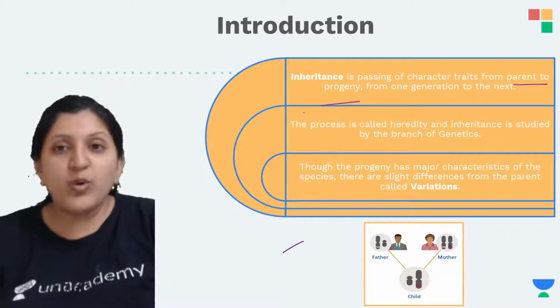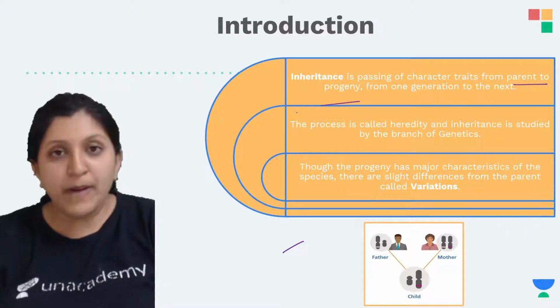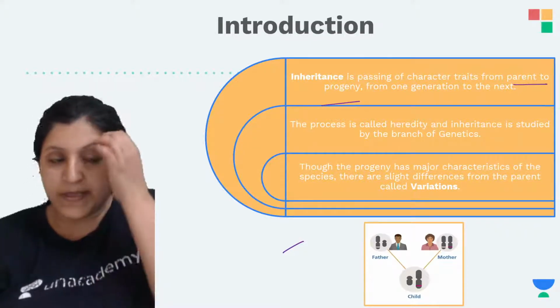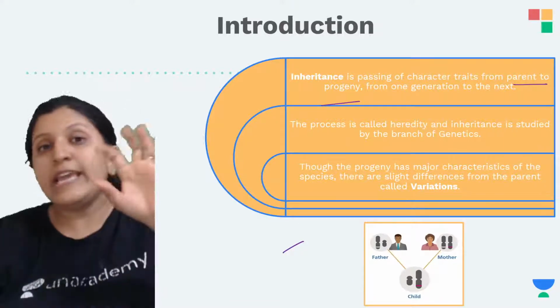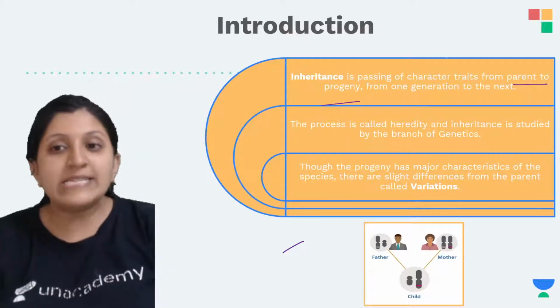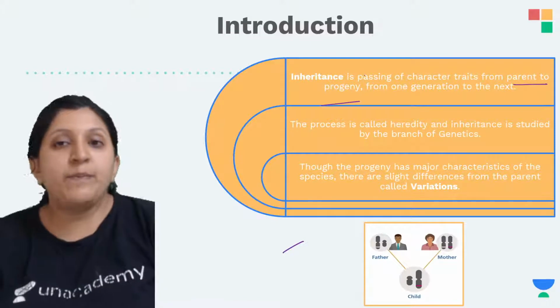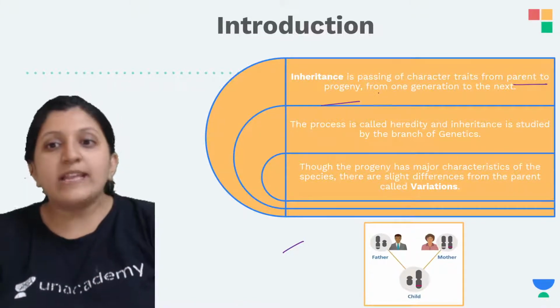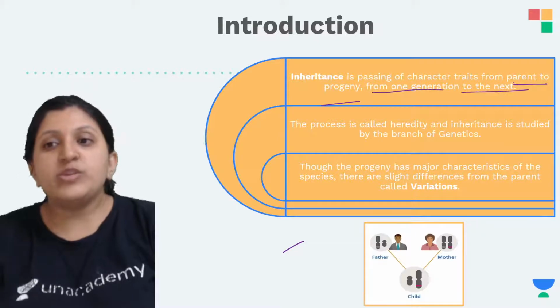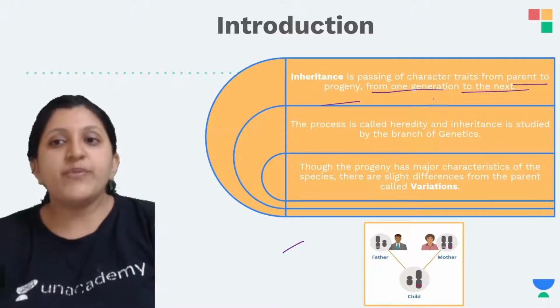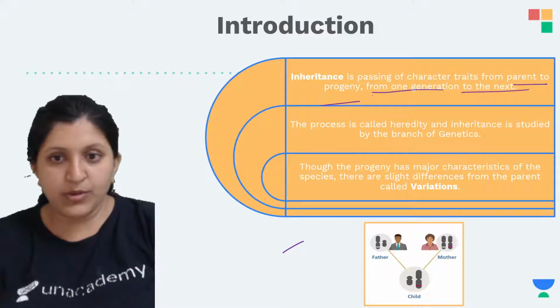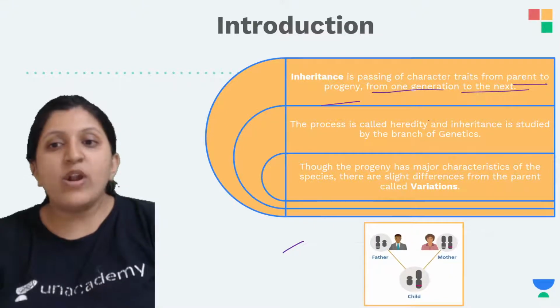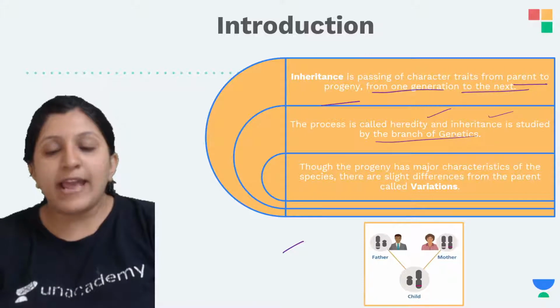In both of these cases, both the mother as well as the father are sending one set of their chromosomes, and that is the reason the zygote is going to have 2n. That is from one generation to the next. This process is called heredity, and inheritance is studied by the branch of genetics.